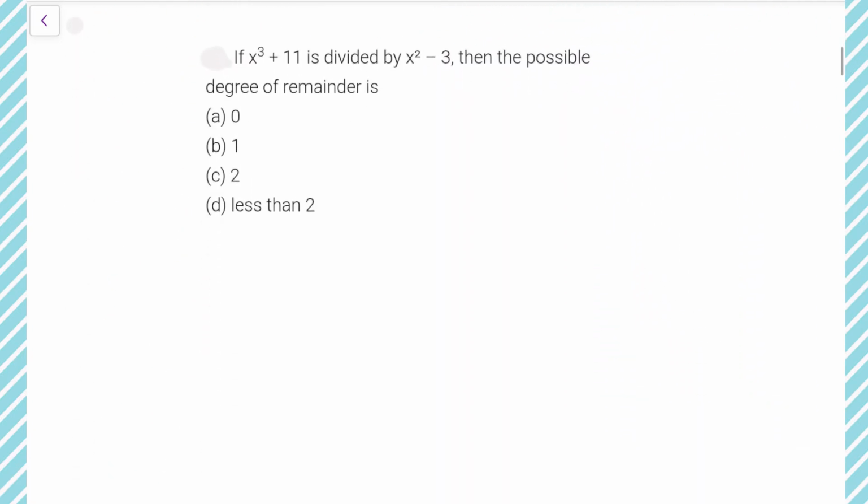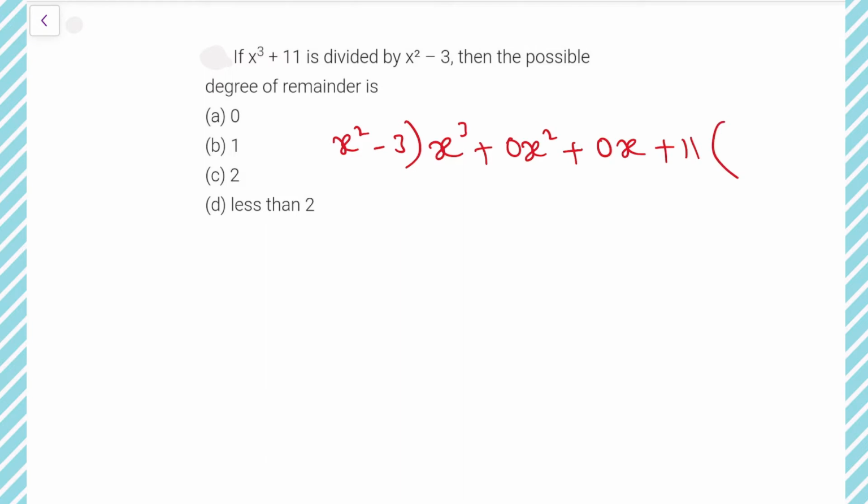Next, if x cube plus 11 is divided by x square minus 3, then what is the possible degree of the remainder? So let us do division again. Here the divisor is x square minus 3 and the dividend is x cube plus 11, right? So x cube plus 11, I am writing as x cube plus 0x square plus 0x plus 11. I am just writing it in the standard form, so that we don't have any confusion further on.